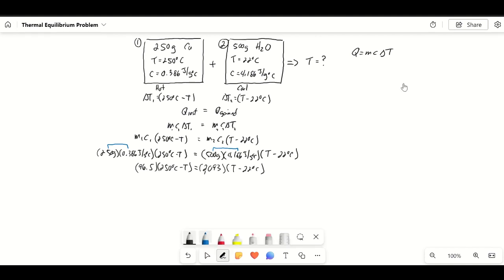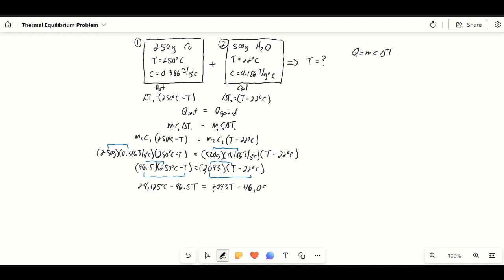All right, and we have a little bit more multiplying to do now. We'll multiply these two numbers and those two, these two numbers and those two. So we get really big numbers, but it's okay, we'll take care of those at the end. So our first multiplication gives us 24,125 degrees Celsius. That would be normally very hot, but our final answer won't be anywhere near that. And then we have 96.5 T equals, on this side, 2093 T minus another large one, 46 degrees Celsius.